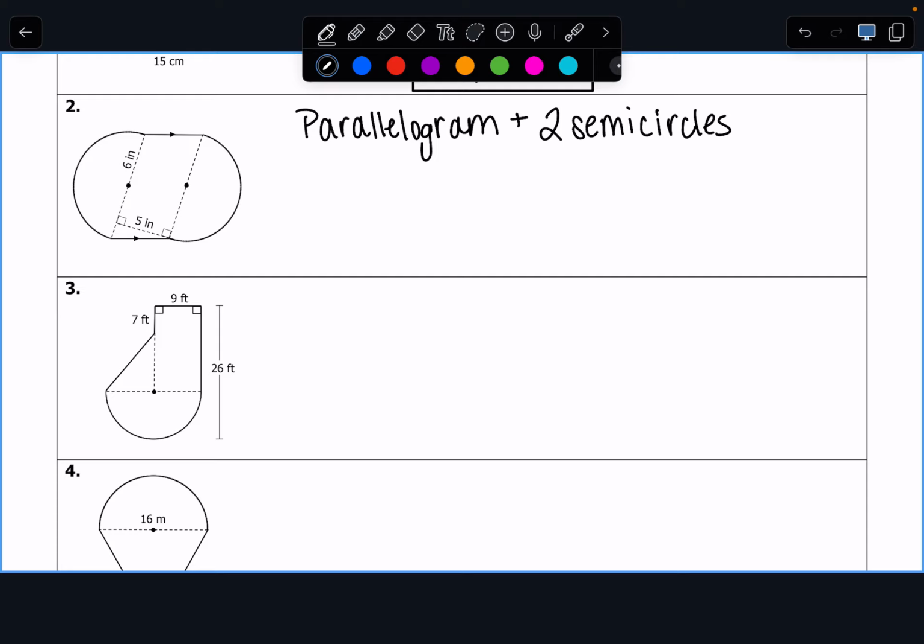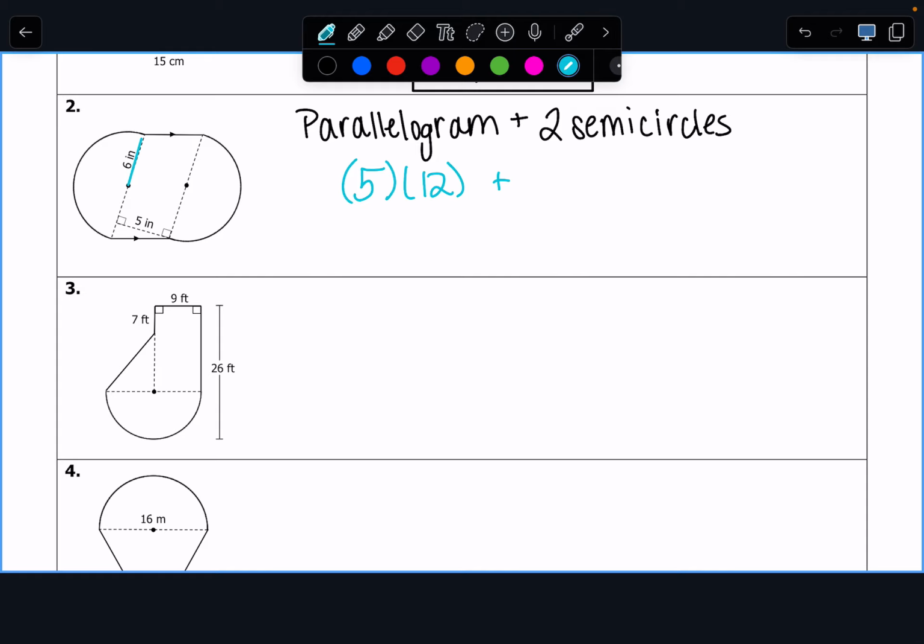Okay, Cole. I don't know why I picked on you again. Conway, how do you find the area of the parallelogram in this case? 5 times 12? I don't see a 12. You double 6. Oh, 6 is the radius. Okay. And then our two semicircles.